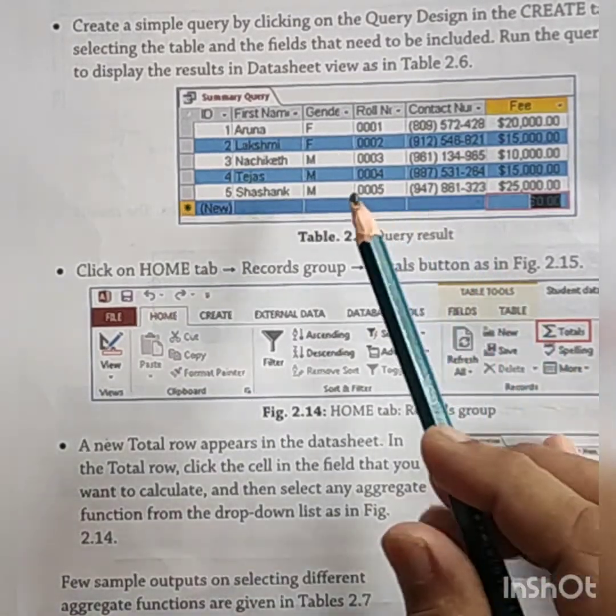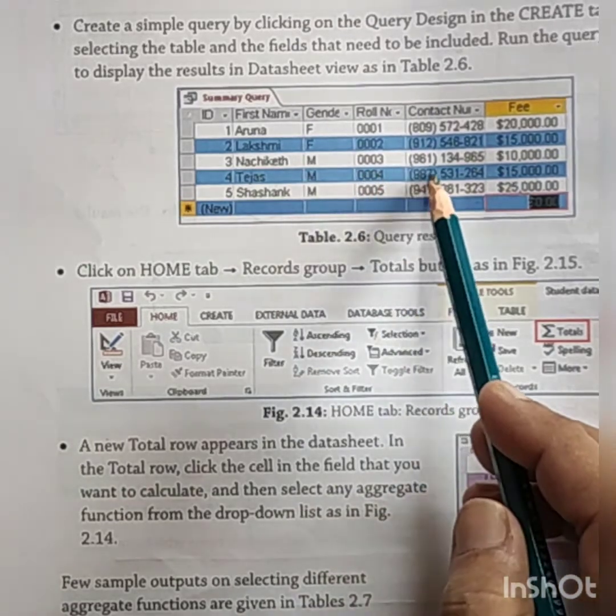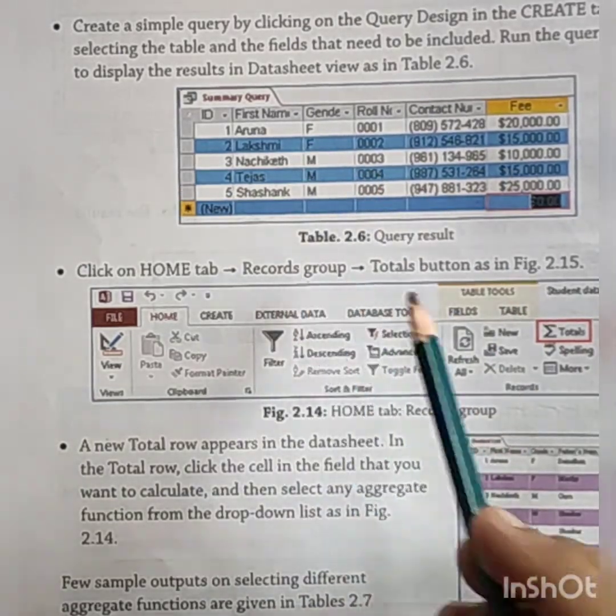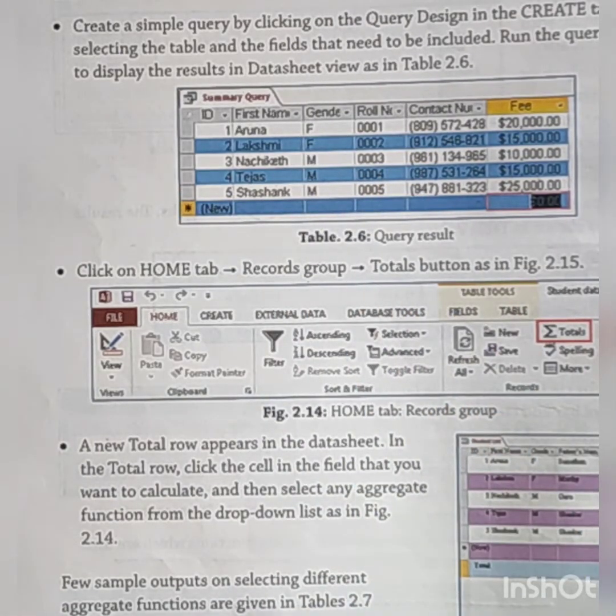This is a query result: first name, gender, roll number, contact number, fees. For these records, they want to see a total. So there is an auto sum option also. Auto sum, the summation, you have seen in Excel also. Auto sum option is there. This way you can also do.